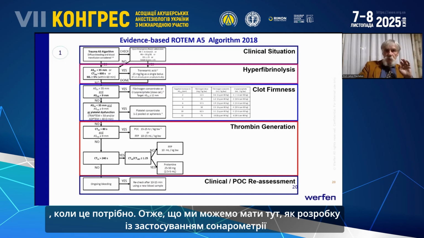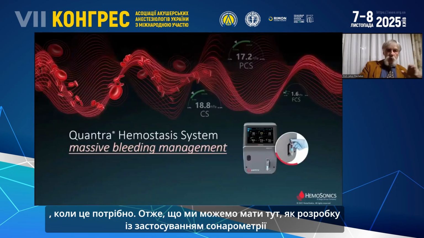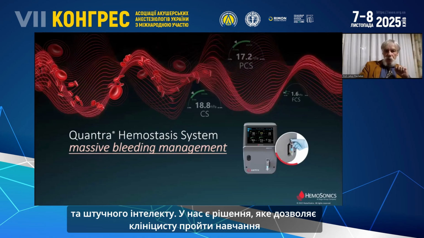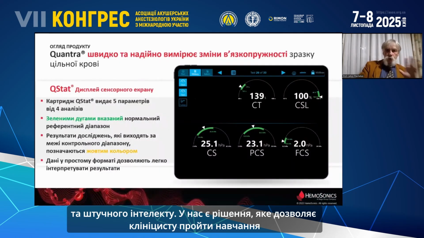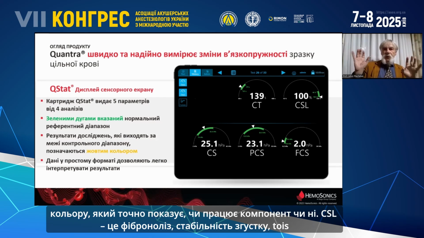So what we can have here is a development with the application of sonorheometry and artificial intelligence. We have a solution which allows a clinician to get trained in 30 minutes. Why? Because you have the results on the display in green color or a yellow triangle, yellow color, which says exactly whether the component is working or not.